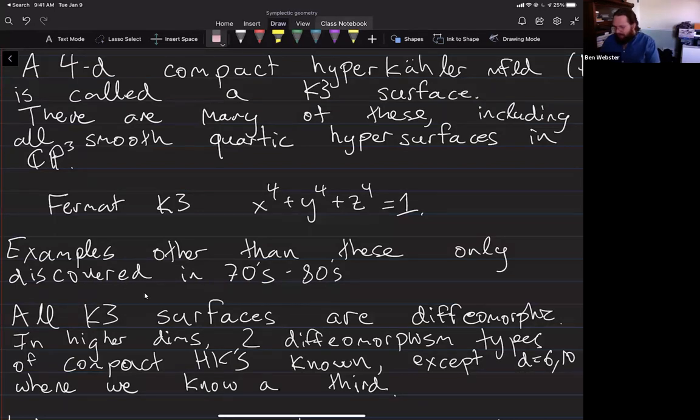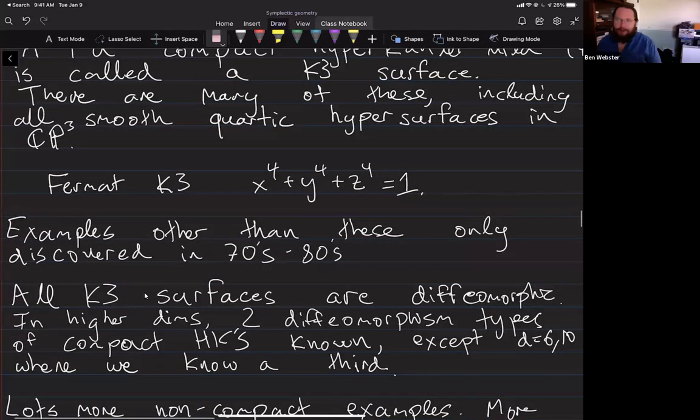And in higher dimensions, you can find compact hyper-Kähler manifolds, but there aren't very many of them. There are, in fact, only two diffeomorphism types. There's a big family of hyper-Kähler metrics on these two diffeomorphism types, but other than that, there aren't very many. One of these is obtained by looking at the Hilbert scheme of points in a K3 surface. The Hilbert scheme of any number of points in a smooth surface will again be smooth. And if the surface is hyper-Kähler, then the Hilbert scheme will be hyper-Kähler too.